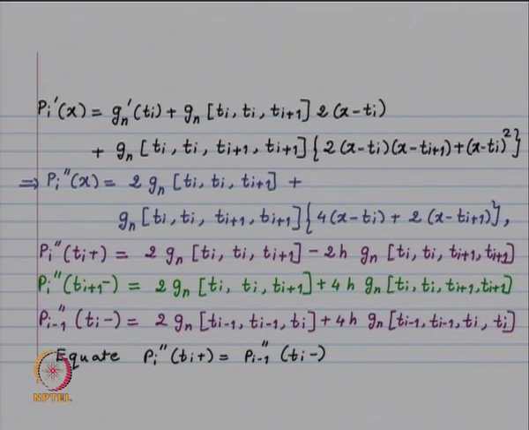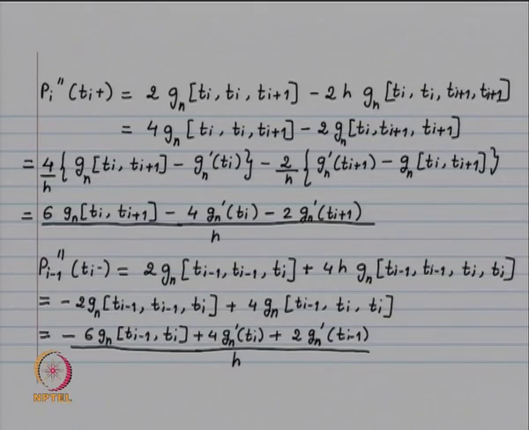We want to equate p_i double dash at t_i plus and p_{i-1} double dash at t_i minus. So, in the expression for p_i double dash at t_{i+1} minus, replace i by i minus 1. So, you get it to be equal to 2 times the divided difference of g_n based on t_{i-1}, t_{i-1}, t_i, plus 4h times the divided difference based on t_{i-1} and t_i repeated twice. And now we will do the simplifications.